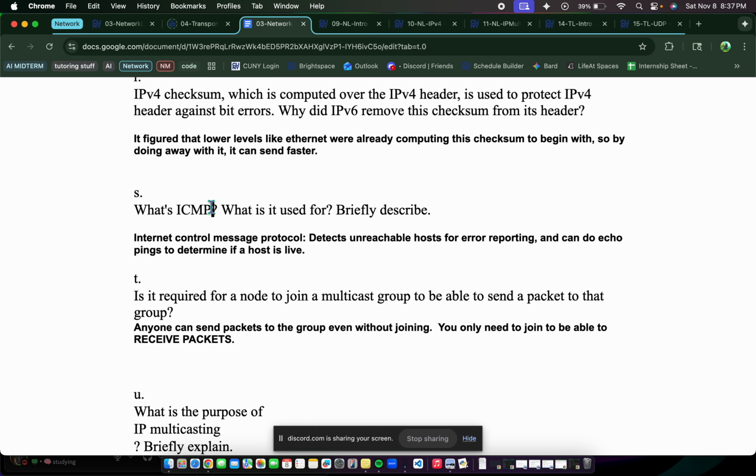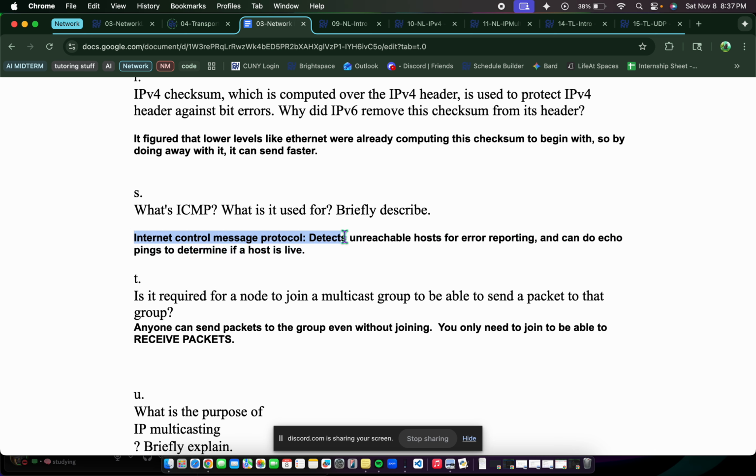So ICMP, Internet Control Message Protocol. This has two main purposes, right? You're going to be able to detect if hosts are unreachable by pinging them. So these are echo pings, and you're just asking if the host is alive or not. So, hey, are you alive? And if there's an error, your host would not be responding because it would be dead. So it would be unreachable. So this allows us to determine if a host is live or not.